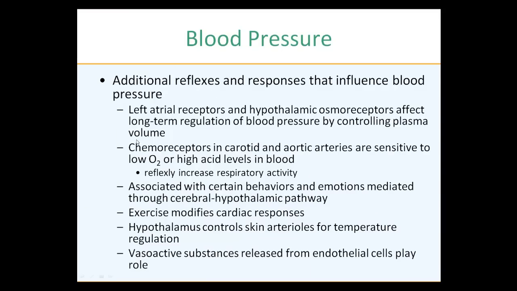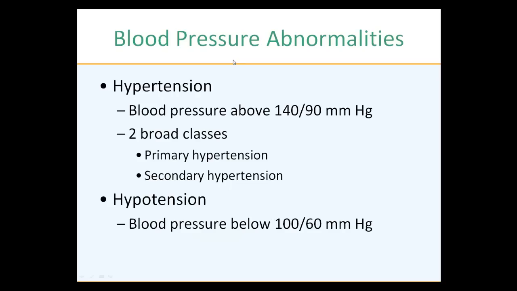We have chemoreceptors, and we'll learn about the chemoreceptors later on, and they will sense low oxygen, high acid levels, high carbon dioxide. If you're afraid, or you watched something that is sort of scary, your blood pressure will go up. Vasoactive substances from the endothelial cells play a role. Many other smaller things also contribute to the regulation of the blood pressure.